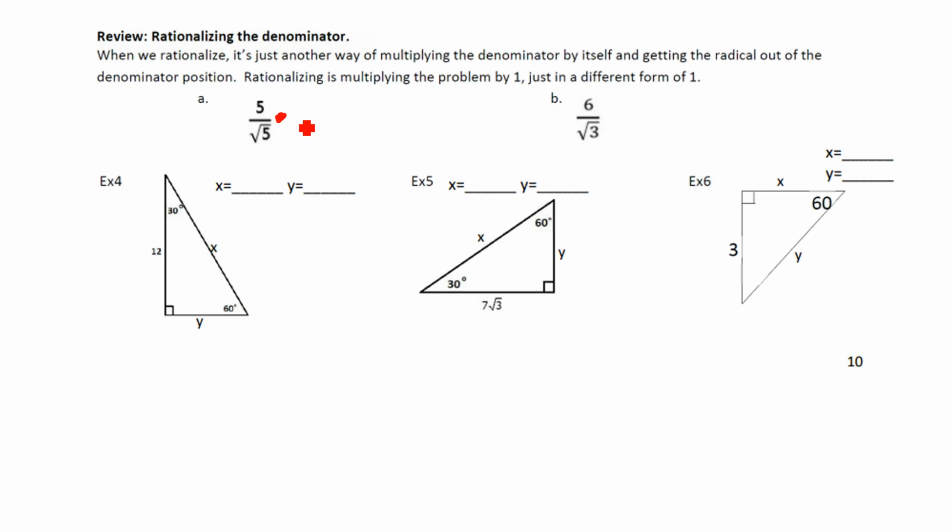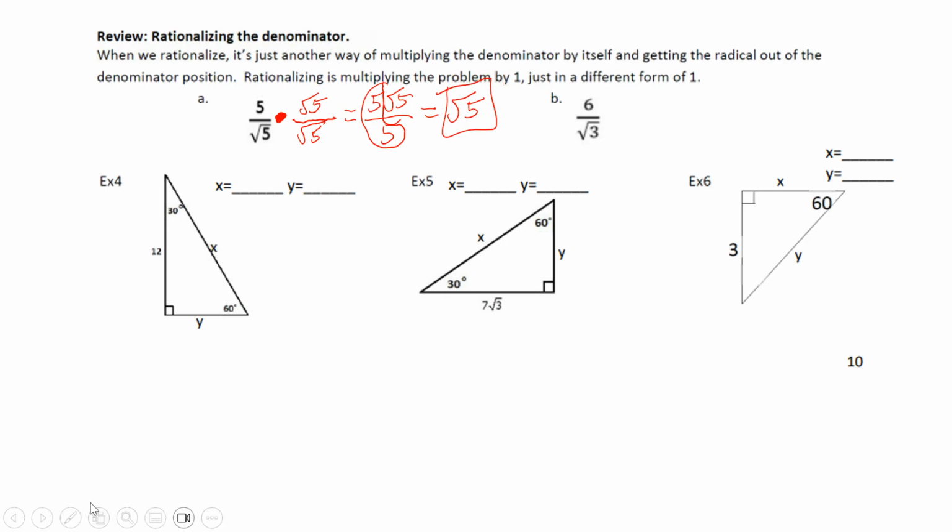But still important concept. So if I want to get rid of this radical, okay, I just multiply the top and bottom by root 5. 5 times root 5 is just 5 root 5. Root 5 times root 5 is 5. 5 divided by 5 is just 1. So this simplifies to just root 5.